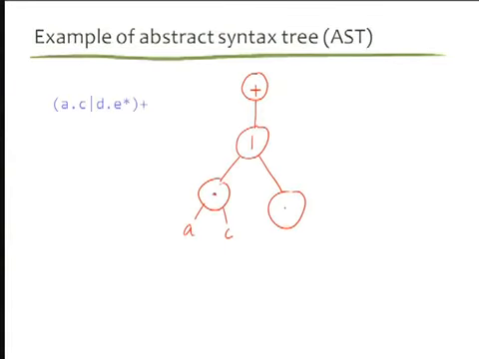Concatenation, because star has higher precedence, so it needs to be lower in the tree. And this would be here a D. Okay? And now we want to walk that tree bottom up.